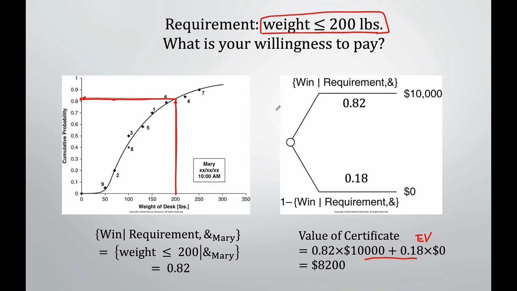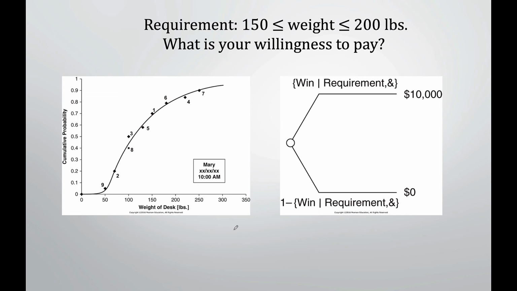Next, this is one of the certificates that Jane can make decisions for you on. And what if the teacher now requires the weight to be between 150 pounds and 200 pounds? What is your willingness to pay? Still, the first step is to find the probability that the weight of the desk satisfies this requirement. It is tricky because you're now looking at a range for the weight with a lower bound and a higher bound.